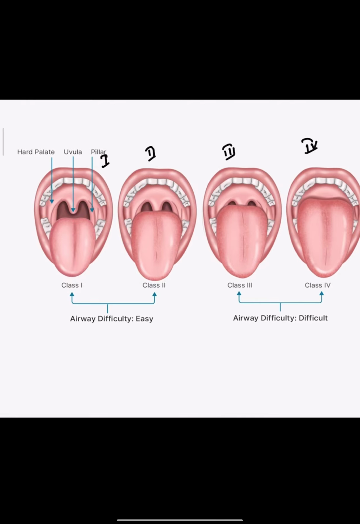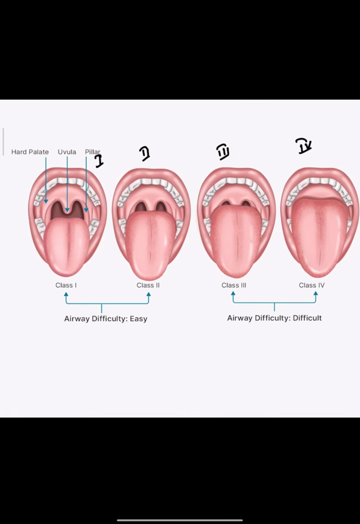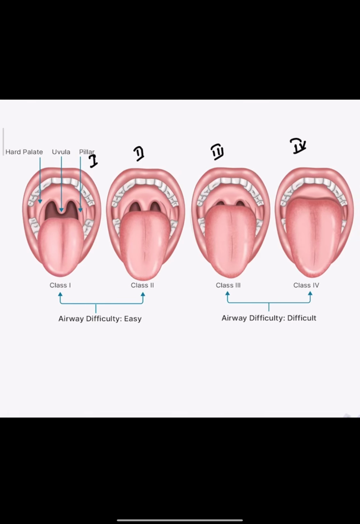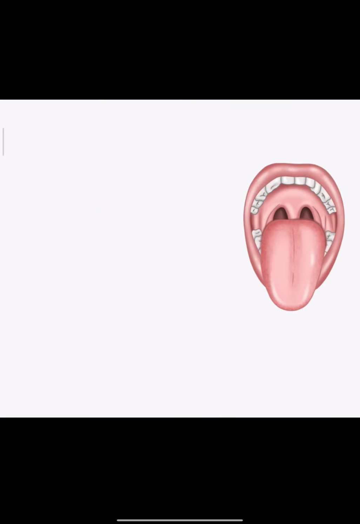Now guys, remember, in class 1, as we tell the patient to open his mouth, you are able to see all the structures in the mouth clearly. That is nothing but what? Pillars, tonsillar pillars, you are able to see. Uvula, you are able to see. Hard palate, you are able to see. Soft palate, you are able to see. Everything you are able to see clearly. That is Mallampatti class 1. Okay, so when we are discussing about Mallampatti classification, Mallampatti class 1 means what? It is denoted by a mnemonic push.